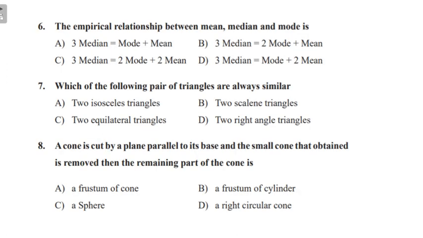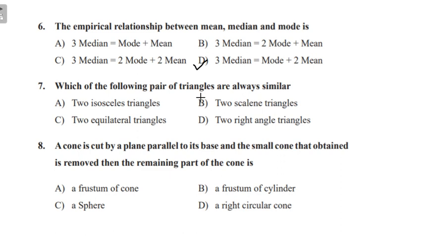Then moving on to the next question. The empirical relationship between mean, median and mode is. So here you have 4 combinations with median, mode and mean. So the right answer is D. It is 3 times median is equal to mode plus twice of mean.